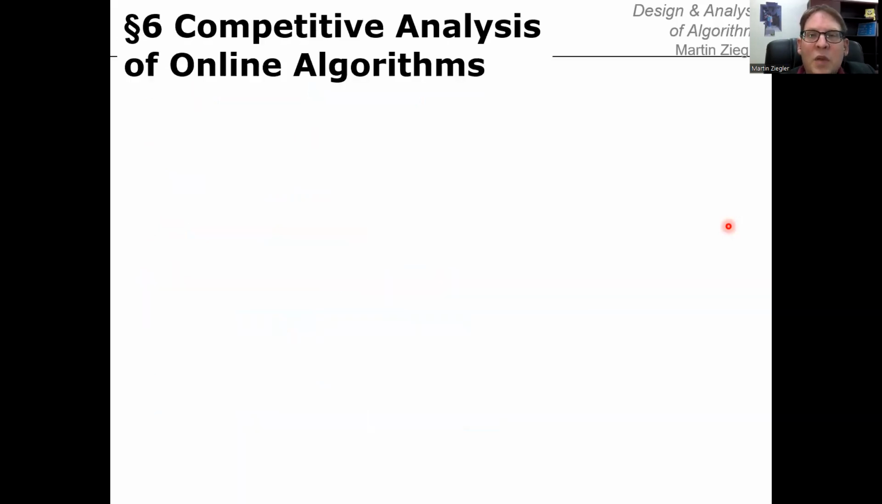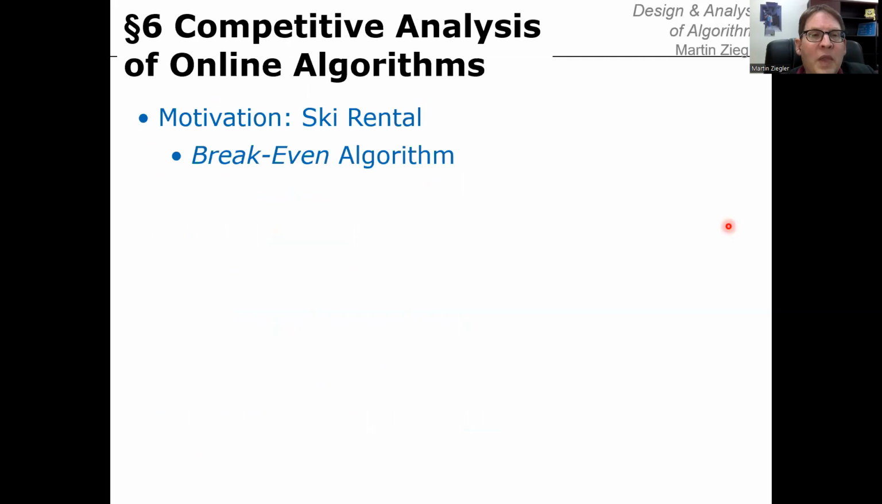And in chapter 6, we're going to proceed to competitive analysis. That's a way of analyzing online algorithms. And we're going to motivate online algorithms and analysis with the ski rental problem. And we'll discuss the break-even algorithm for ski rental. And in particular, we're going to show that it is 2-competitive and that 2-competitiveness is the best possible for deterministic algorithms solving the ski rental problem. So this is going to be an optimal algorithm. It cannot be improved, at least not deterministically.